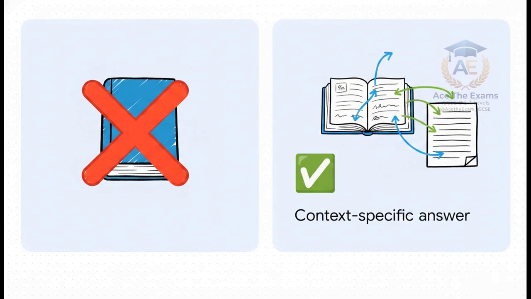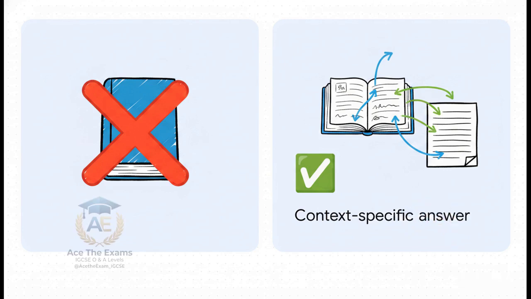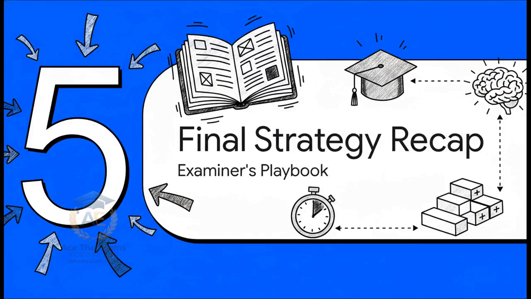Let me be clear. A factually true definition earns exactly 0 higher-level marks if it doesn't apply directly to the stimulus. You must link every single point, every ledger entry, every evaluation, every justification directly to the specific business material provided in your booklet. If your written answer could theoretically apply to any business in the world, it is simply not a good answer for this specific exam question. Context is everything.